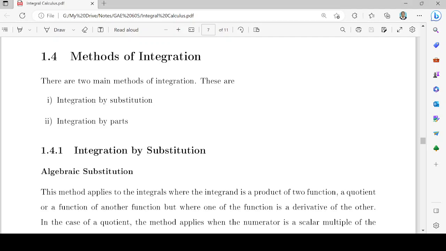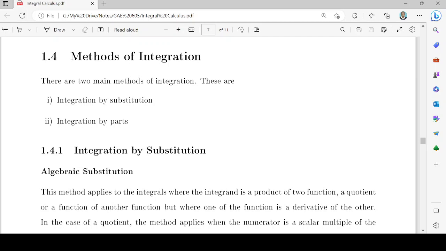So in this session, I'm going to talk about the methods of integration. In particular, we want to talk about two main methods of integration: integration by substitution and integration by parts. Of course, there are many other methods of integration, but we're going to talk about the two main methods. So one is the integration by substitution.